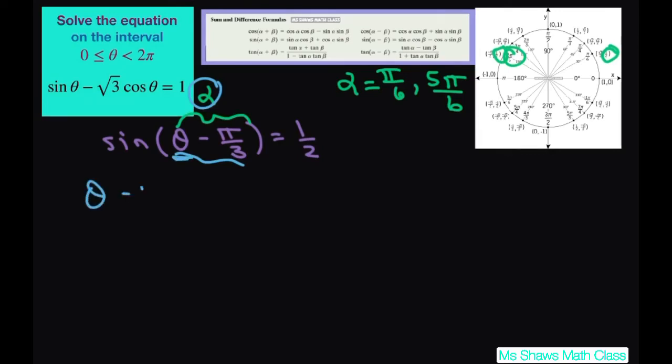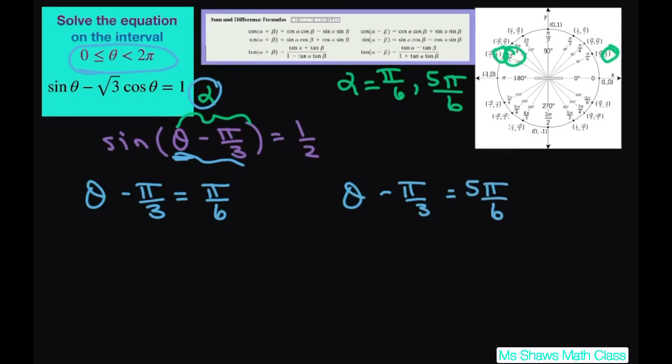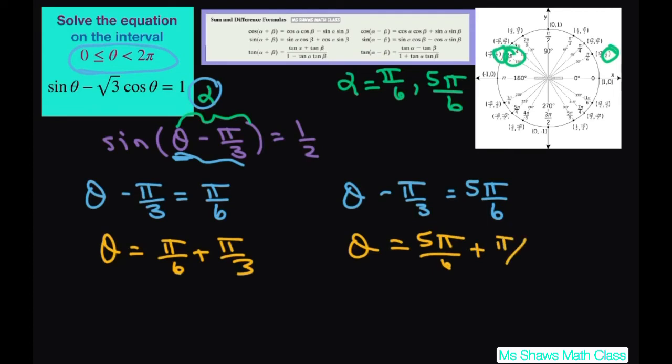So we have theta minus pi divided by 3 equals pi divided by 6. And we're only solving for 0 to 2 pi. And then we also have theta minus pi divided by 3 equals 5 pi divided by 6. And we're just solving for the angle, and then we're done. So theta equals pi divided by 6 plus pi divided by 3. And this one's 5 pi over 6 plus pi divided by 3. And the common denominator is 6.